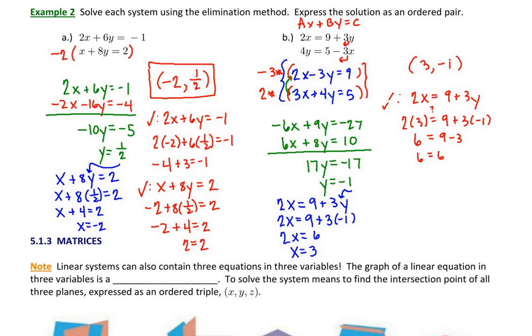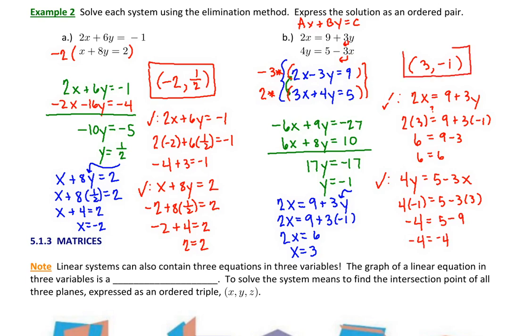So that's a good sign, but let's check it in the second equation to be sure. We have 4y equals 5 minus 3x. We're going to replace y with -1, and we're going to replace x with 3. On the left side we have -4. On the right side we have 5 minus 9, which also gives me -4. So this ordered pair balances both equations. Therefore, it is the solution to the system.